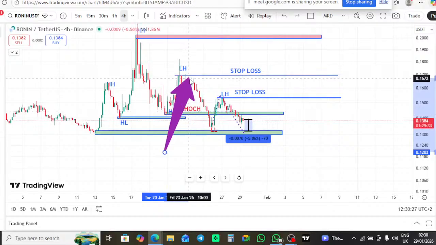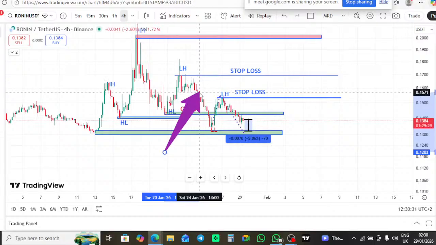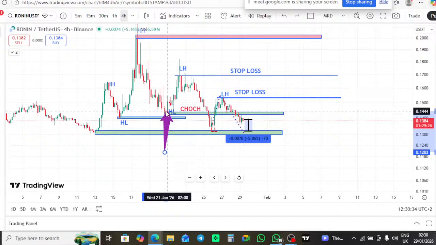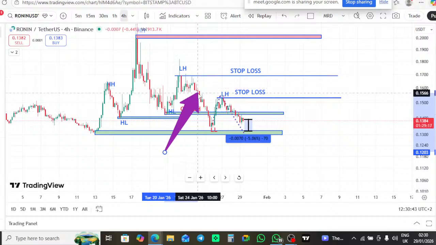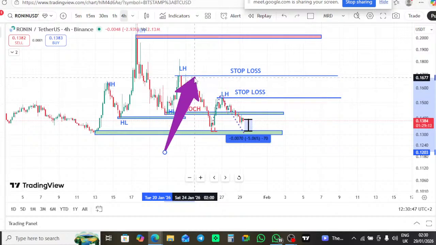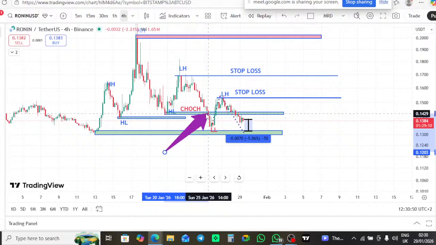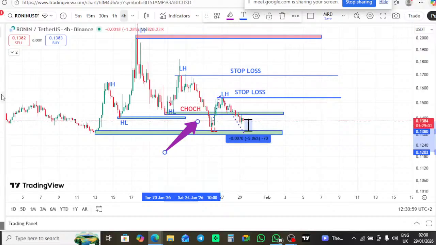Let the market drop, don't bother. Let it drop. What you are interested in is seeing the market break this higher low. Nothing else. Now this is when the market comes, this color in here. The market comes, then we can see it breaks the what? The line. After breaking this line, your entry was supposed to be here.